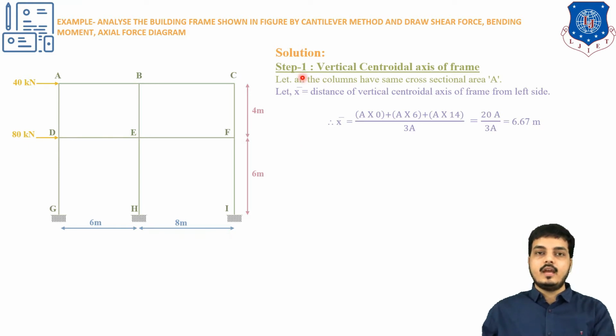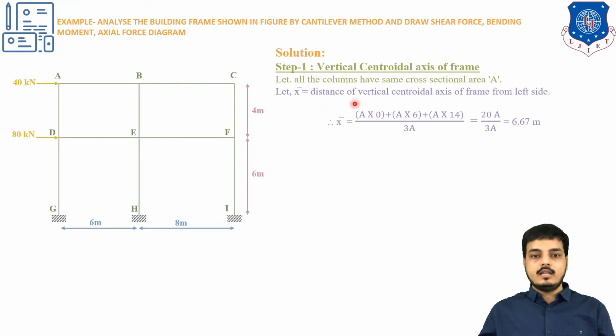This is something we have already studied in the subject called MOS: how to find the centroidal axis. The vertical centroidal axis of the frame, let's say all the columns have the same cross-sectional area. Right now the area of the column is not mentioned, so we have to take it as A, and in most cases the area of the columns will be similar. So here I am considering all the columns having cross-sectional area A.